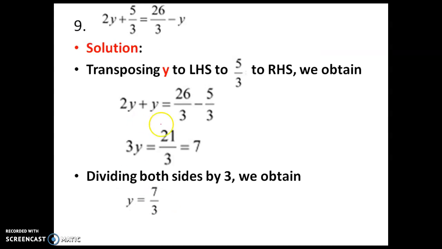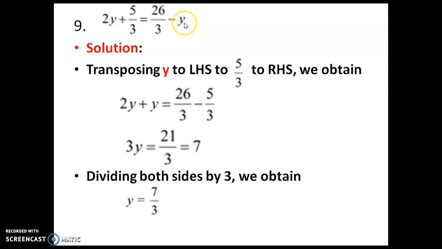Okay, next problem. 2y plus 5 by 3 equal to 26 by 3 minus y. Okay, here also you are having fractions. So fractions we have to remove, and we have to bring variables to one side and constants to one side. So the same steps only. So transposing y to LHS and 5 by 3 to RHS, we obtain this. So this y we are bringing to the LHS and this 5 by 3 we are bringing to the RHS.